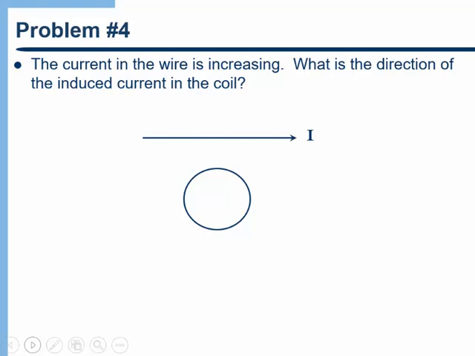Let's look at one more conceptual example. The problem says the current in the wire is increasing. What's the direction of the induced current in the coil? All right, so first we've got to use right-hand rule number 2. And we've got to put our thumb in the direction of the current. So, put your thumb this way. And then notice that if your fingers are above the wire, they're pointing out. And if your fingers are below the wire, they're pointing in. So that the magnetic field being created by that wire is in.